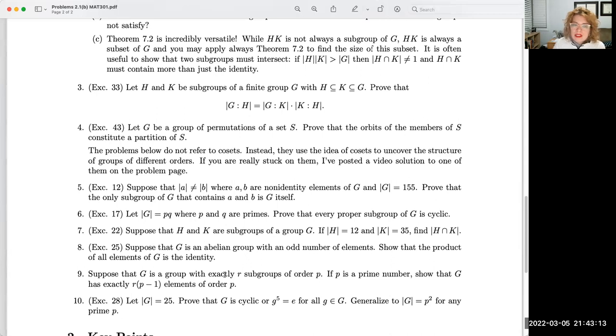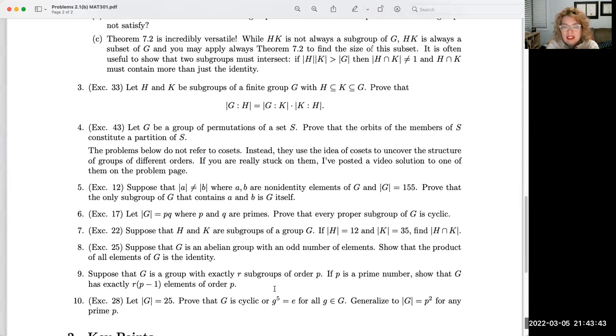In question number 9, this is a real classic. You'll see it all the time. If you have a group with R subgroups of order P, and P is a prime number, you want to show that G has exactly R times P minus 1 elements of order P. The idea here is to take any 2 of those subgroups of order P, and show that any 2 of those subgroups of order P must overlap in only the identity.